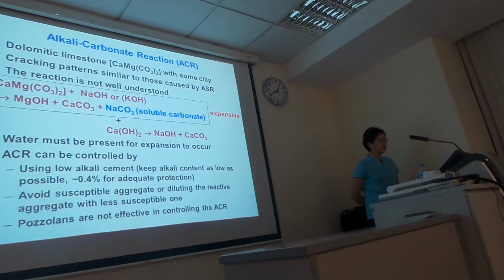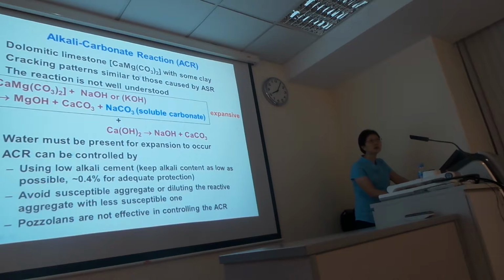Okay, earlier today, Dr. Kim talked about alkali silica reaction. He also mentioned that when we talk about alkaline aggregate reaction, the other one is actually called alkaline carbonate reaction. So when we talk about the alkaline carbonate reaction, we're dealing with aggregates made with a dolomitic limestone, okay, with some clay in it, and when you're dealing with this kind of aggregates, it can cause alkaline aggregate reaction. Whereas for the alkali silica reaction, its aggregate involves some reactive silica.